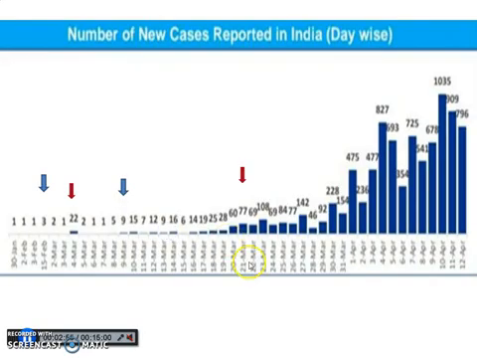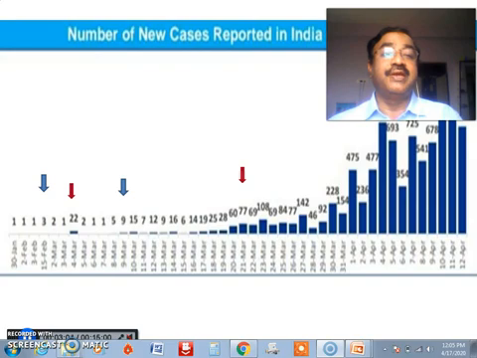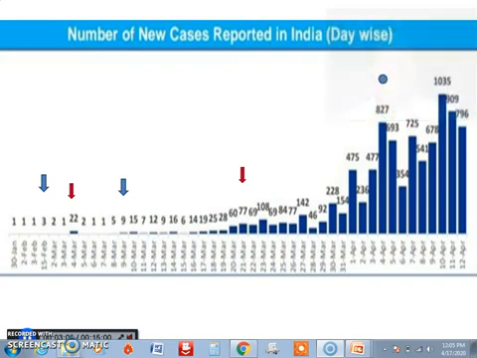For example, on 21st March, there were 70 cases. Then, if you look at this, there is a steep increase. There is an inverted bell shape. The inverted bell shape generally represents an epidemic of diseases.